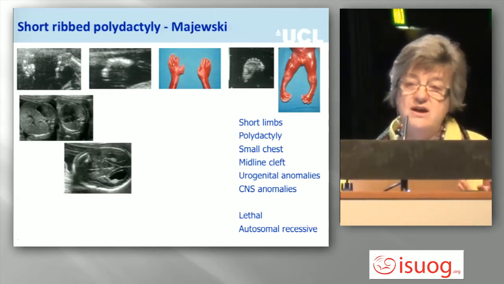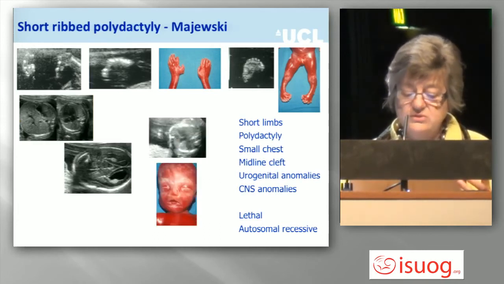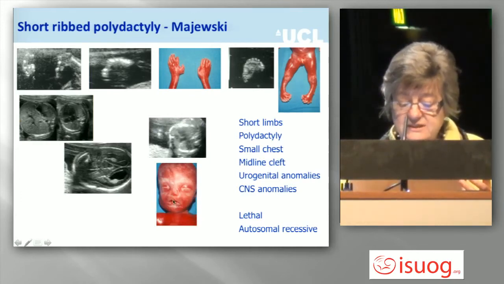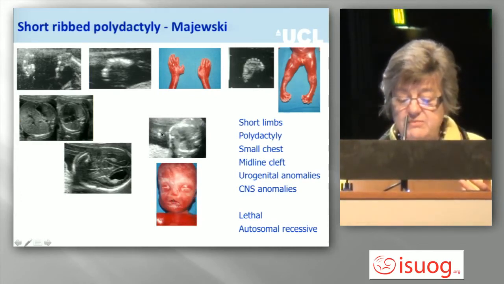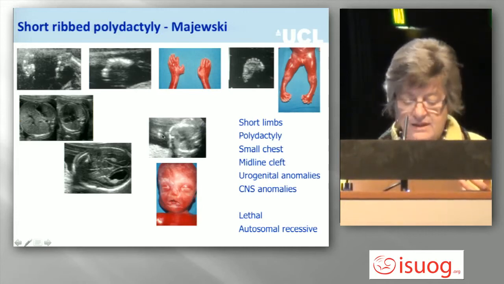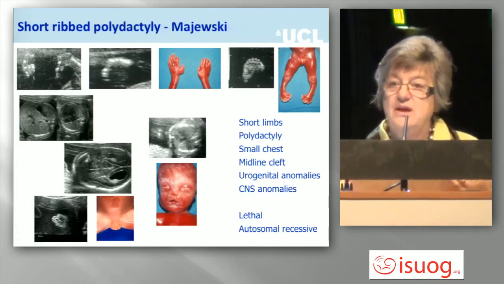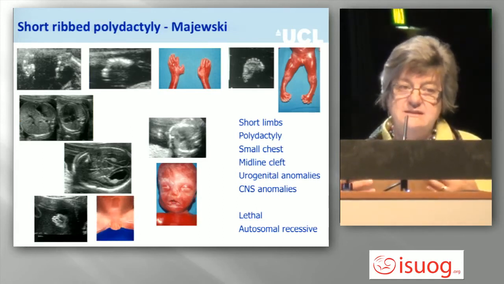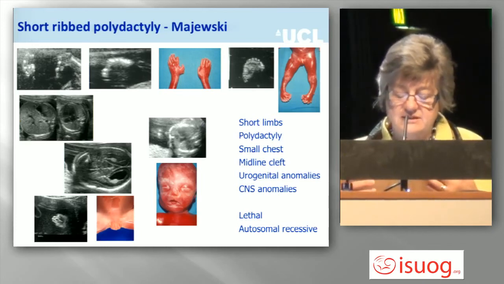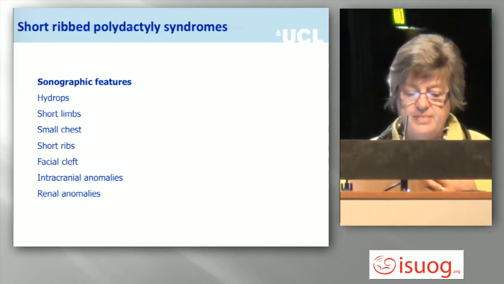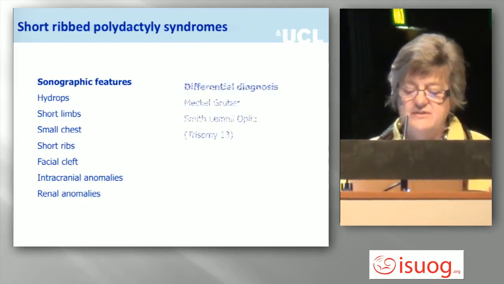They can have a variety of other abnormalities, all sorts of intracranial abnormalities, and some of them have facial clefts. You can see the very small cleft here, and you have to believe me that this arrow here is the best view we could get of the upper lip. And they have a variety of urogenital abnormalities, both renal tract abnormalities and abnormalities of the external genitalia. They are lethal and they are autosomal recessive. So again, a variety of abnormalities.